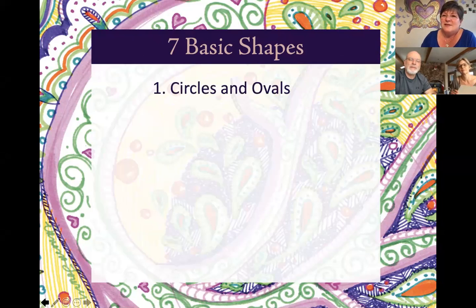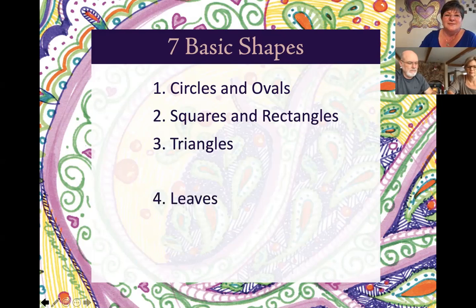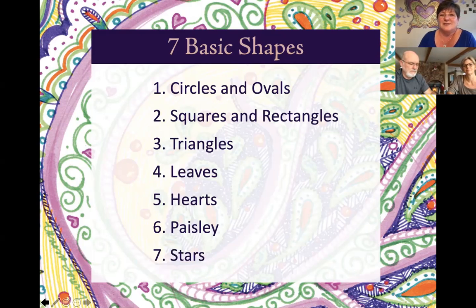Circles and ovals is one of the shapes. Of course, that's 2 shapes, but it's one category of shapes. And then squares and rectangles, triangles, leaves, hearts, paisley patterns, and stars.